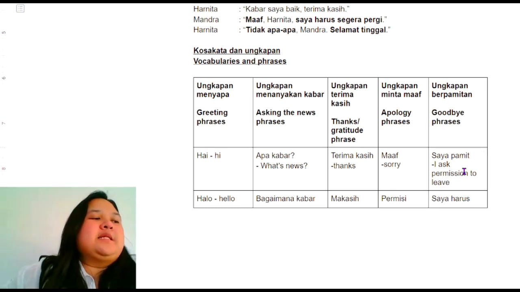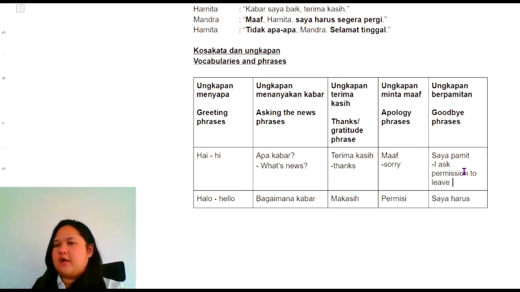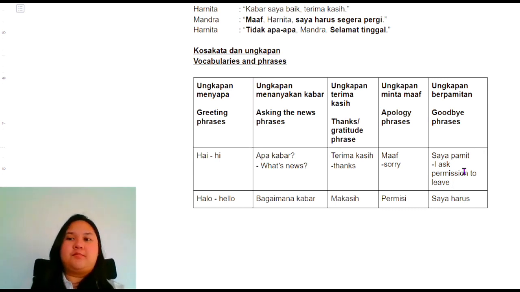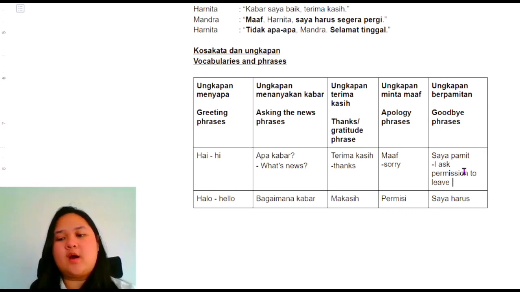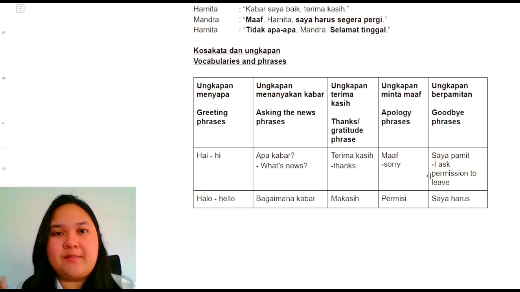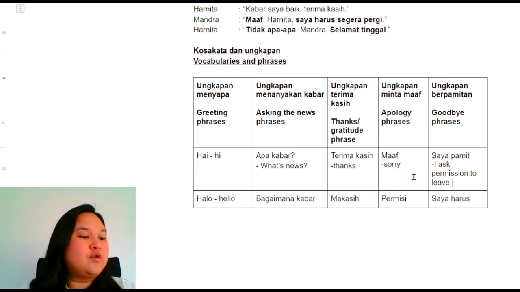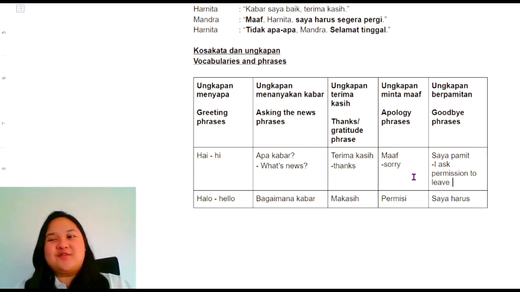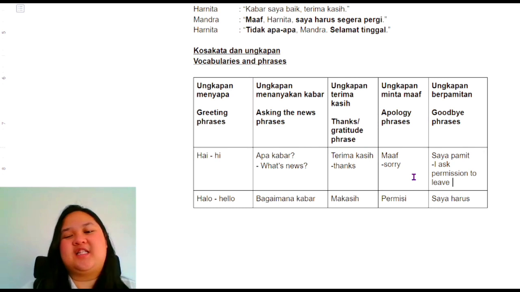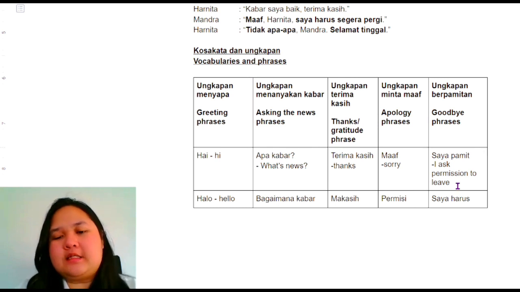Yeah. For example, let's say you were at work and you're done with your job, and then you still have some colleagues that are still not done with the job, even though it's already past the working hours. So yeah, you just want to go and you just say this, yeah. Saya pamit, yeah. I go. It means I ask permission to leave, even though you don't need to wait for that person to say yes or no, but it's just the way we express it. Yeah, saya pamit. This is common.